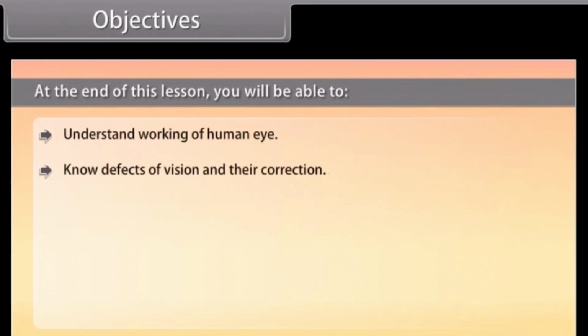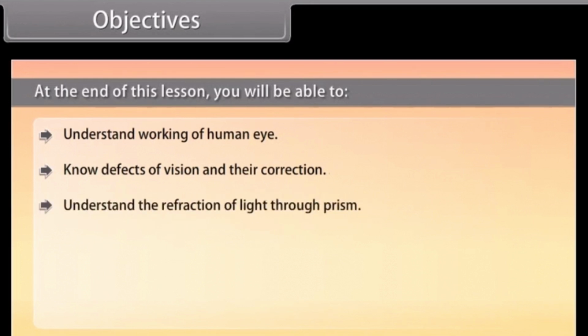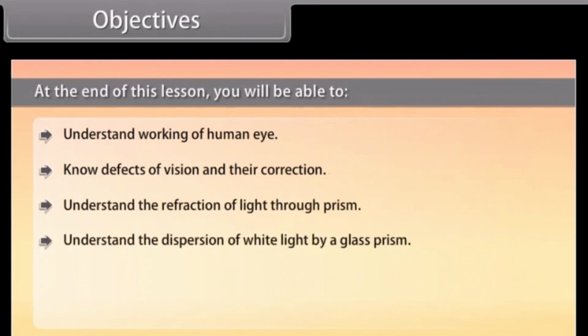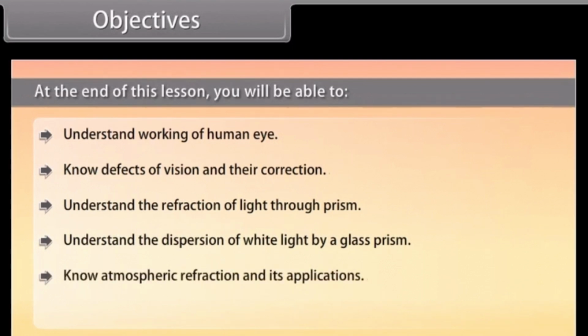At the end of this lesson, you'll be able to understand working of human eye, know defects of vision and their correction, understand the refraction of light through prism, understand the dispersion of white light by glass prism, know atmospheric refraction and its applications, know scattering and its applications.